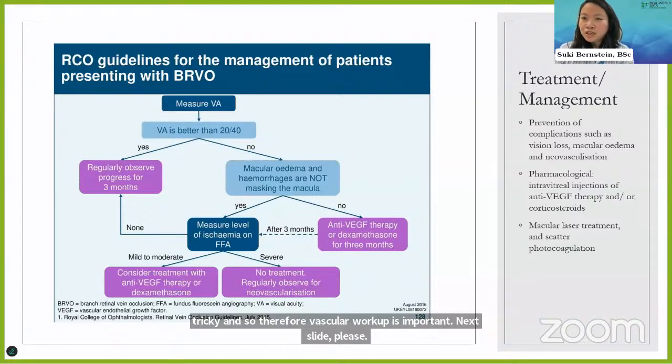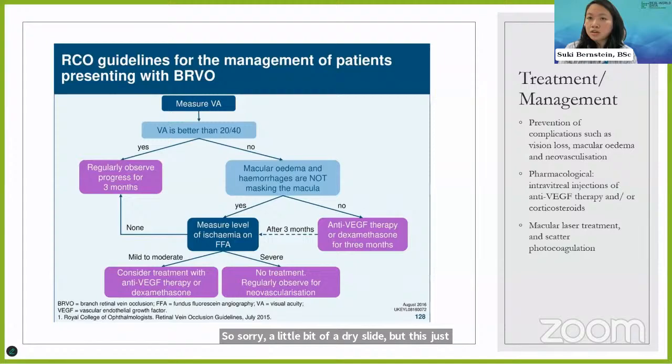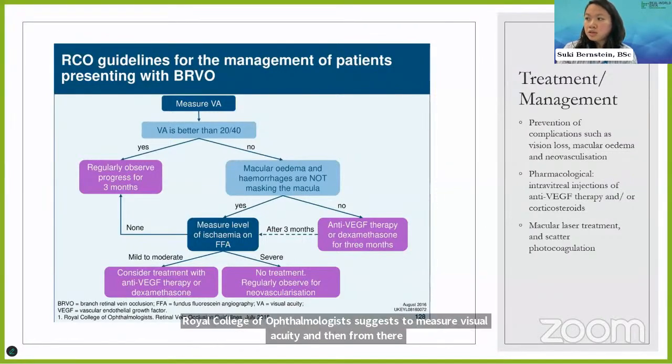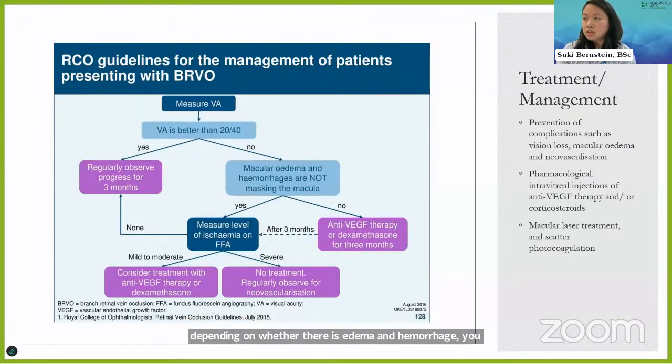Sorry, a little bit of a dry slide, but this just shows the treatment and management outcomes. Basically, the Royal College of Ophthalmologists suggests to measure visual acuity. And then from there, depending on whether there is edema and hemorrhage, you would initiate treatment. The mainstay of this is anti-VEGF and steroids, so dexamethasone, both of these being intravitreal injections. Next slide, please.